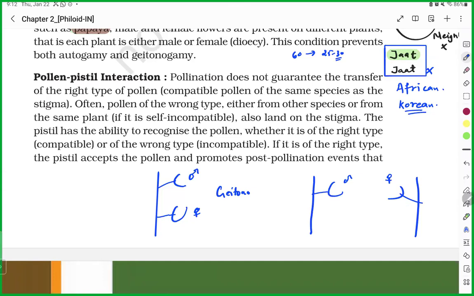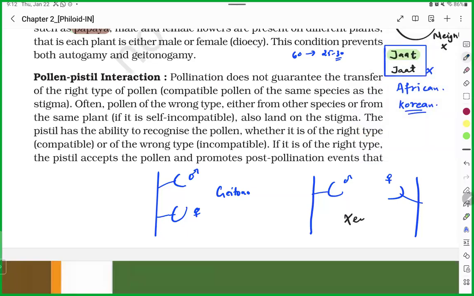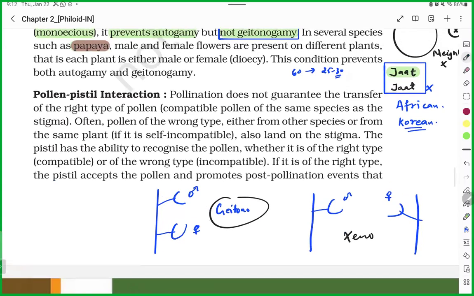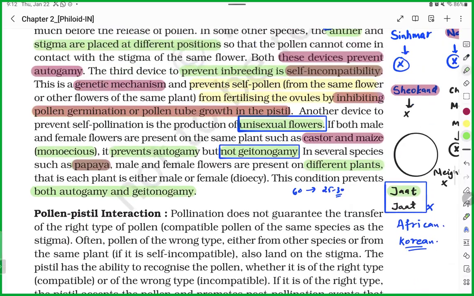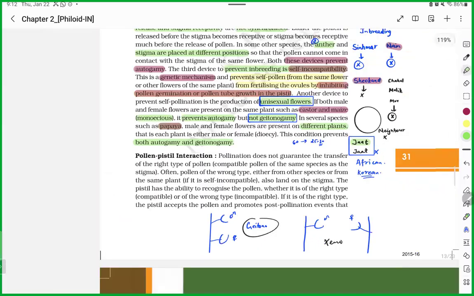So any doubt, guys? No doubt, sir. So this is geitonogamy. In this case, you have flowers on different plants. This is proper xenogamy. Okay, and it prevents both autogamy as well as geitonogamy, because only xenogamy is possible. Only xenogamy. Ask me your doubt.